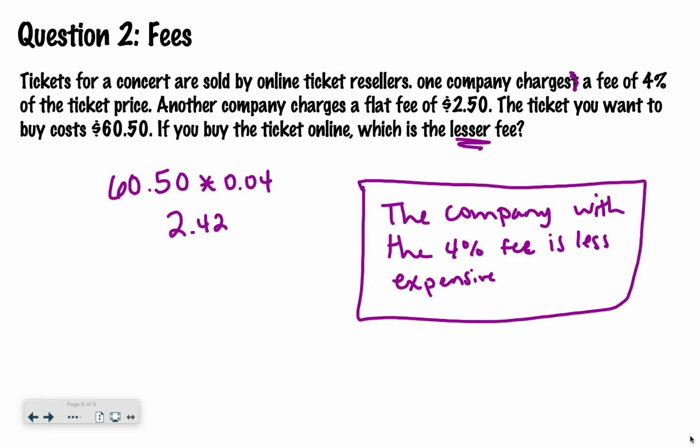All right, for this problem, hopefully you did $60.50 times 4% and found out that that is a $2.42 fee. And so if we're looking for which one's lesser, 2.42 is less than 2.50. So the company with the 4% fee is less expensive. All right, if you have questions on that problem or anything else from this video, please, please, please ask for some help. I'm happy to help you.